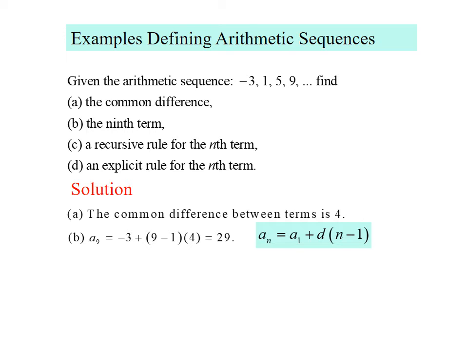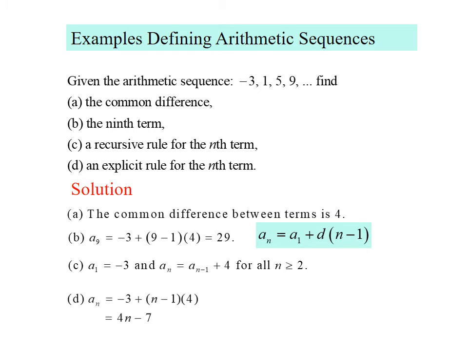C. Find a recursive rule for the nth term of this sequence. A recursive rule means we have to assign a1, which is given as -3 in the sequence, and an is equal to a(n-1) plus d, but the value of d is already found. The common difference is 4, so the formula is an is equal to a(n-1) plus 4 for all n greater than or equal to 2, since a1 is already defined as -3.